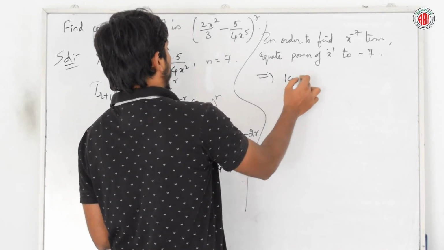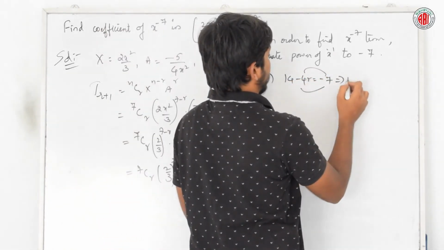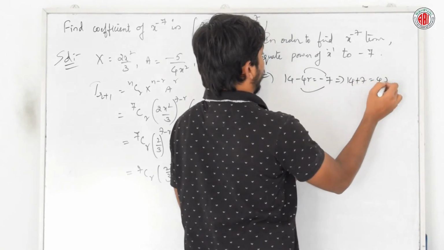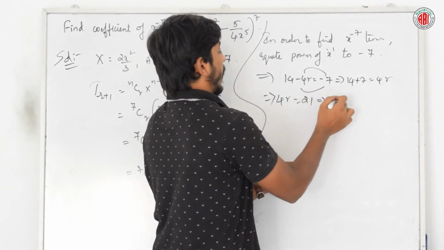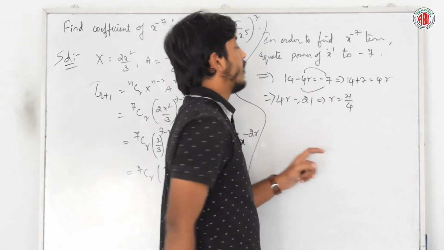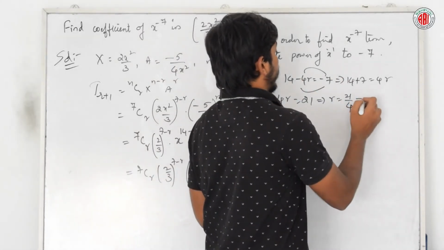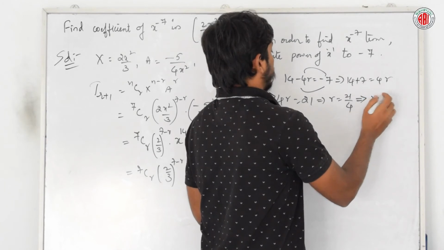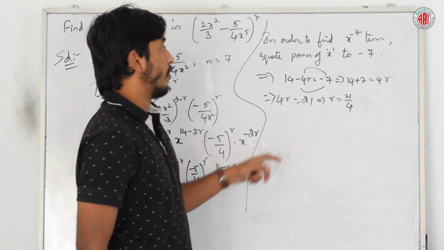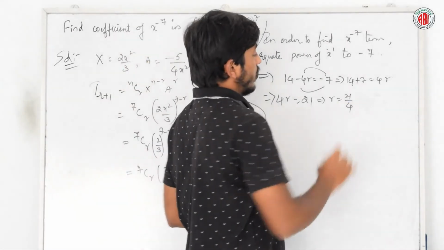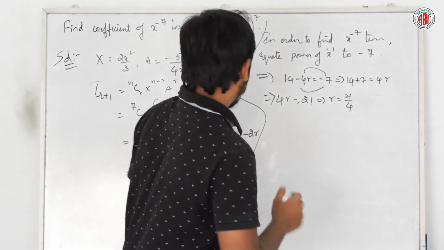Therefore 14 minus 4r is equal to minus 7. 4r this side, minus 7 this side. This will be 14 plus 7 is equal to 4r. So 4r is equal to 21. r is equal to 21 by 4. Is it right? r itself is 21 by 4. Is it a rational number? No, we did some mistake somewhere.